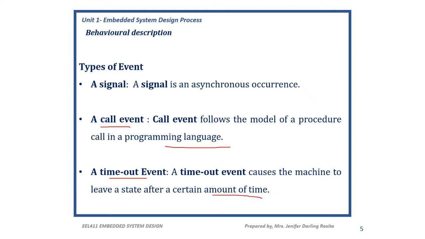Okay, so what happens when the time expires? The machine will be leaving the state, right? A timeout event is set to a particular time. After that particular time has expired, the machine is expected to leave a state after that period. Is that okay? Right? So the types of event are: a signal, a call event, as well as a timeout event.